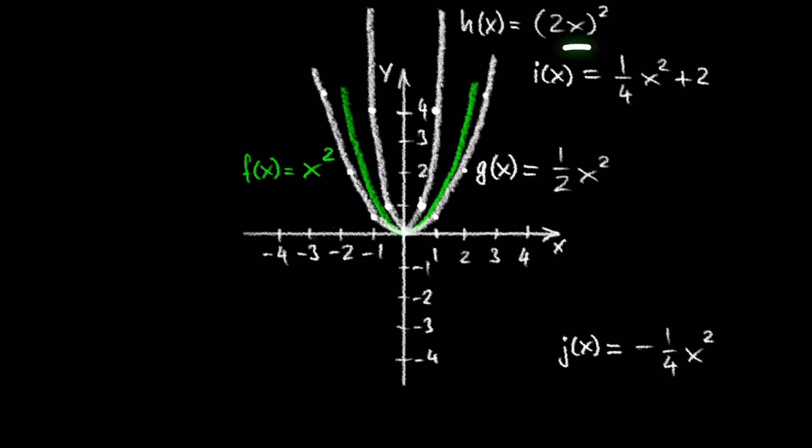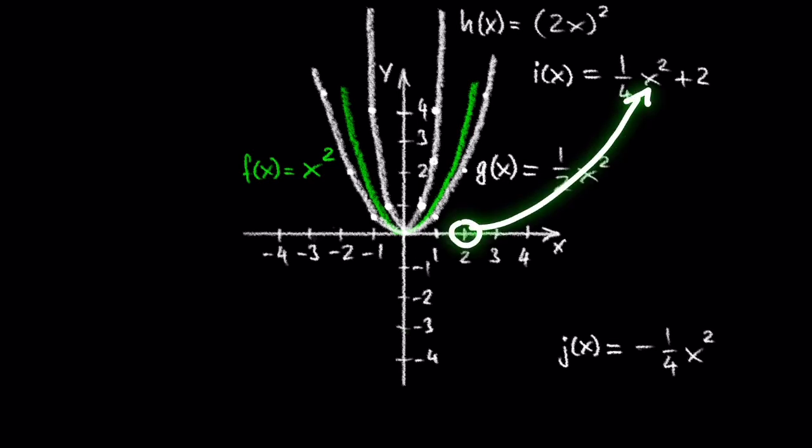What about i of x equals 1/4 x squared plus 2? 1/4 in front of the x compresses the graph, and the positive 2 shifts the graph 2 units up. So we already know that 0, 2 is a point on the graph. 1 squared is 1, divided by 4 is 1/4, and 1/4 plus 2 is 2.25.